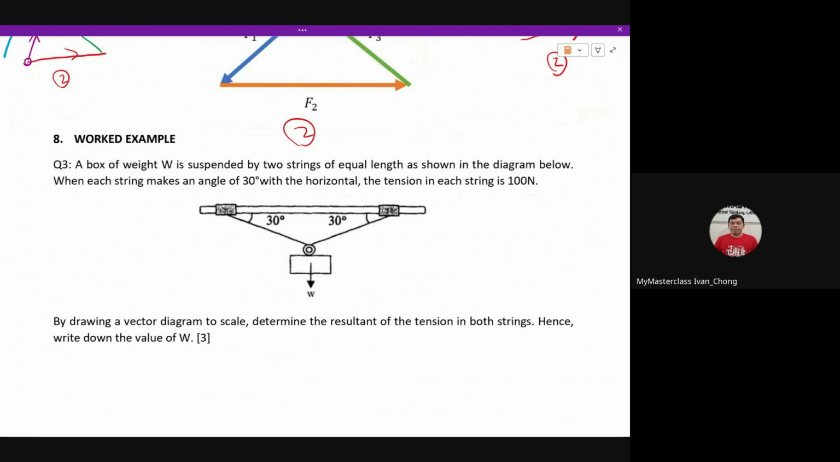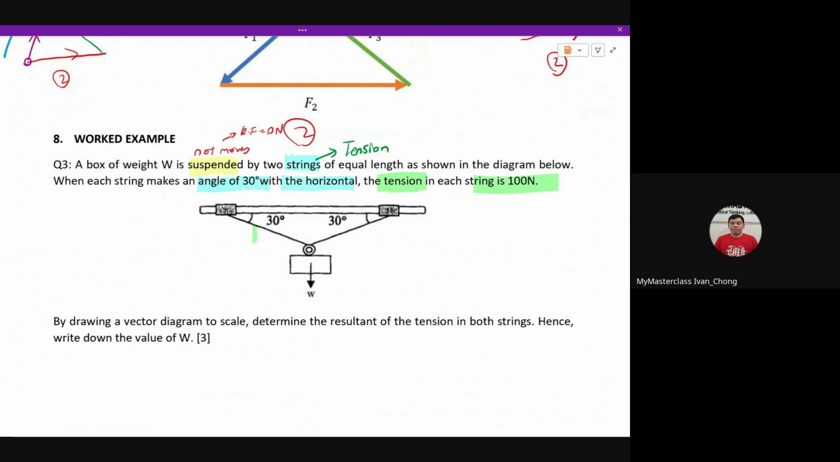So number one, you are suspended. Suspended means I am not moving. Not moving, resultant force 0. So this question is using the three vectors. And if you notice, I have strings, and each string has an angle to the horizontal, right? Now, when you see a string, this is talking about tension. As you can see over here, tension 100N.